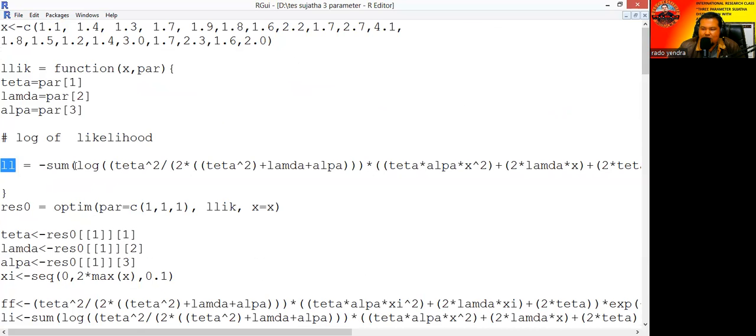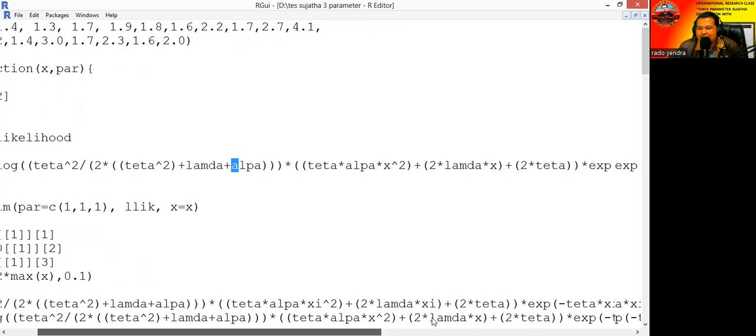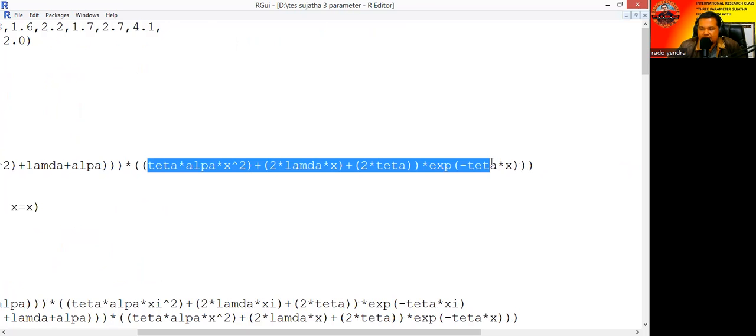LL means the log likelihood of the three parameter Sujatha. Okay, if you check here, theta power 2 divided by theta multiplied by theta power 2 plus lambda plus alpha, and then multiplied by theta, alpha, multiplied by x power 2, and so on. It means all of this is the density of the three parameter Sujatha distribution.